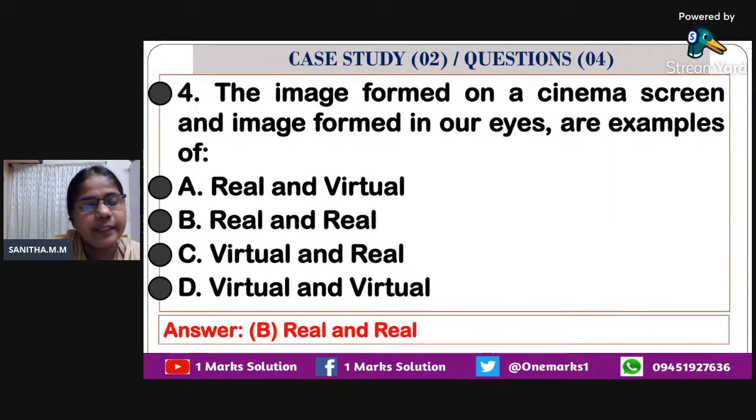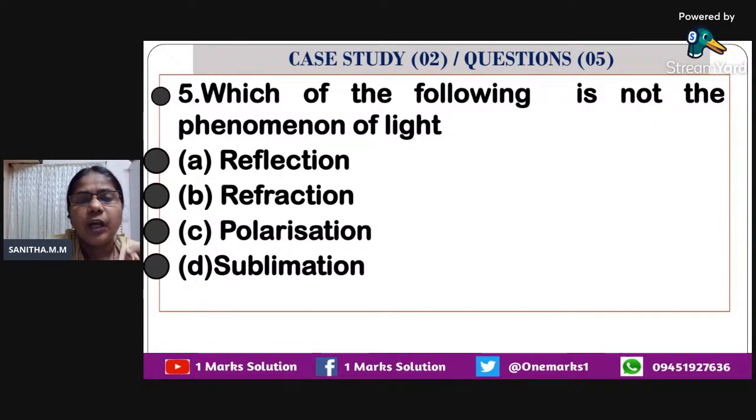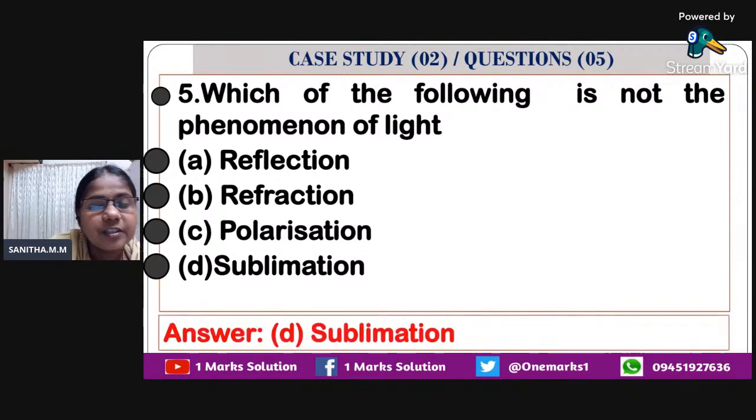Now let us move on to the next one. Fifth question. Which of the following is not a phenomenon of light? You have studied so many phenomena of light. Out of these, which is not a phenomenon of light? Is it reflection? Is it refraction? Is it polarization or sublimation? No doubt you are studying reflection, refraction, polarization, scattering, so many phenomena. Out of these, you haven't heard of sublimation. Sublimation is entirely different and you study it in chemistry classes, isn't it? So the answer is sublimation.